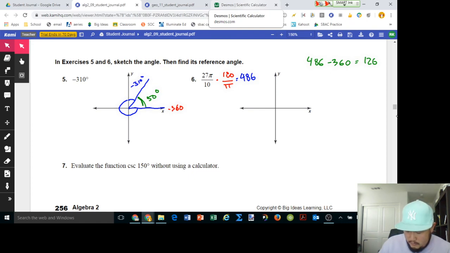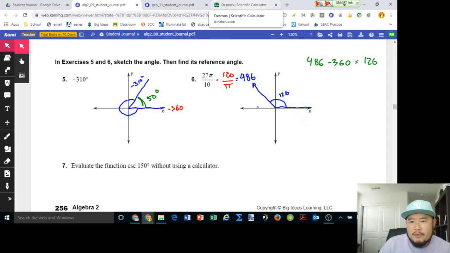So we start from our initial side, 0 degrees right here. We'll end up right there. That's only 90. We get 180 if we go all the way down to this side, so that's a little too much. And so 126 will end up being this much.